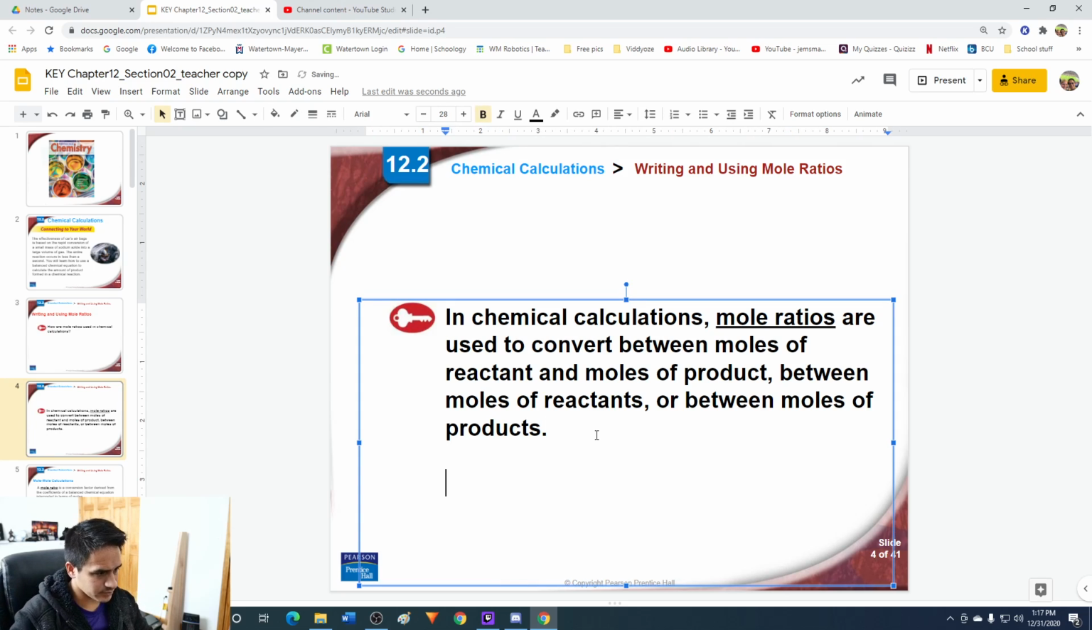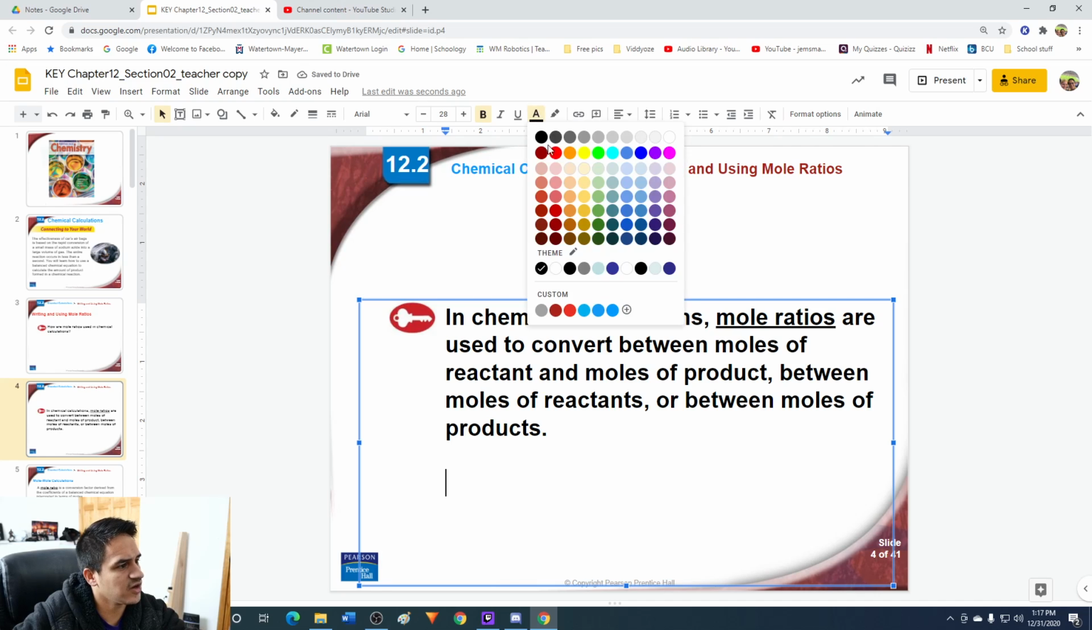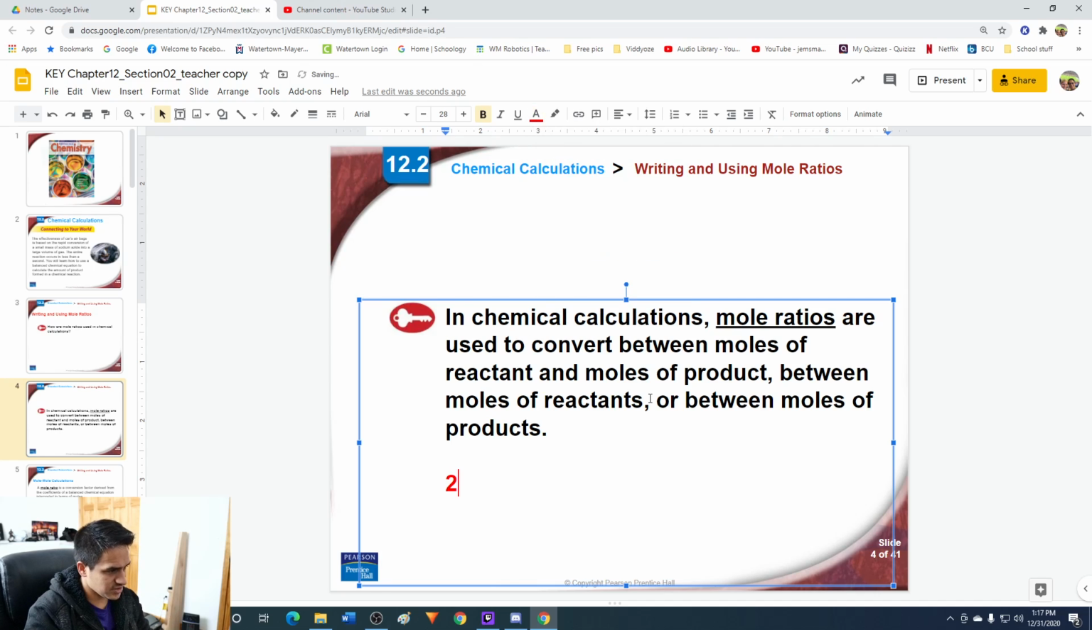What exactly are they talking about when we're talking about mole ratios here? We learned in Chapter 11 how to balance chemical equations, and I'm just going to write out an equation here that you are probably all familiar with. We're going to use this as an example. This is the reaction of water. Hydrogen reacts with oxygen to make water. I've balanced it already for you. And the mole ratios they're talking about here are the coefficients.